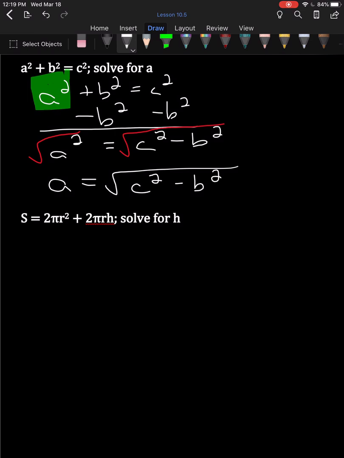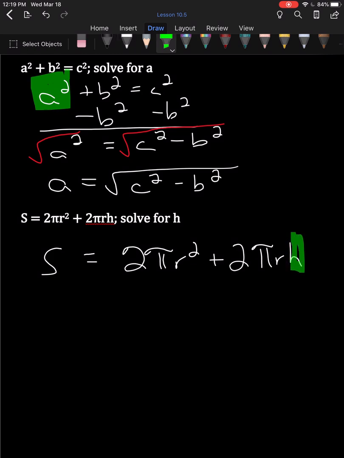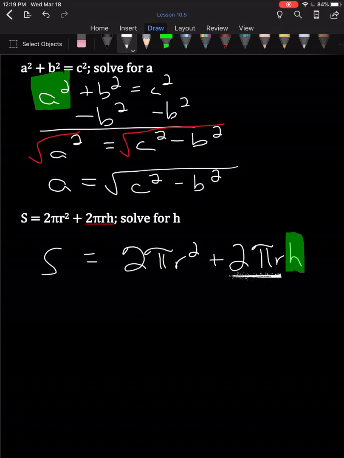And my last example, we have s equals 2 pi r squared plus 2 pi rh. And we are asked to solve for h. This is the formula for surface area of a cylinder. Either way, there's a bunch of stuff multiplied to h and some stuff added to the h term. So it's a two-step equation.